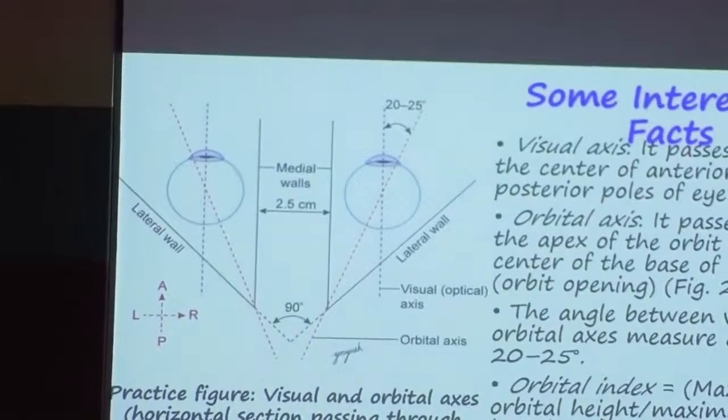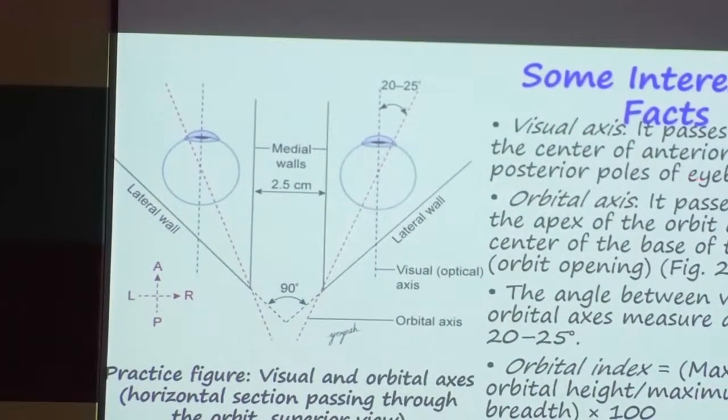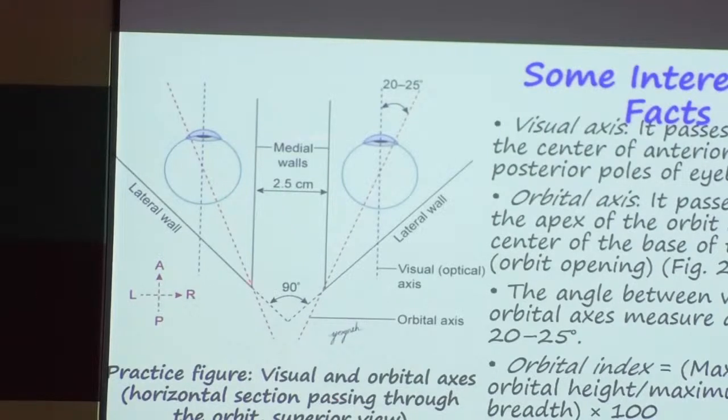Now we go to some interesting facts. Visual axis, which is also asked in your exams. What is visual axis? It passes through the center of the anterior and posterior poles of the eyeball. This is eyeball. It is a sphere-like structure but slightly oval. Anteriorly, this is anterior pole, this is posterior pole. So the axis passing from anterior to posterior pole is forming the visual or optical axis.